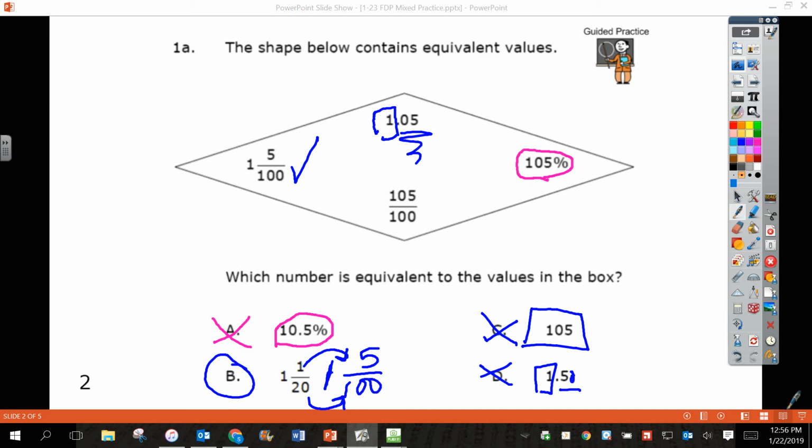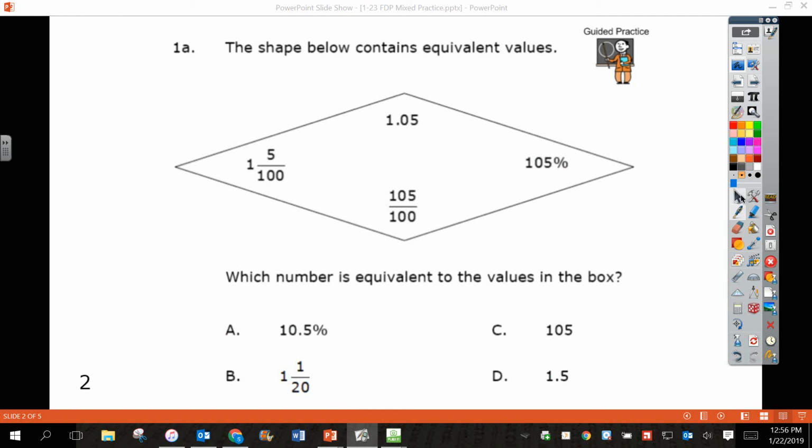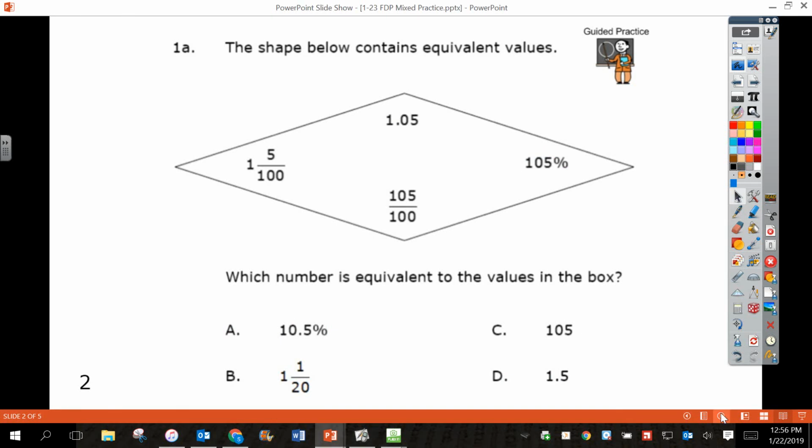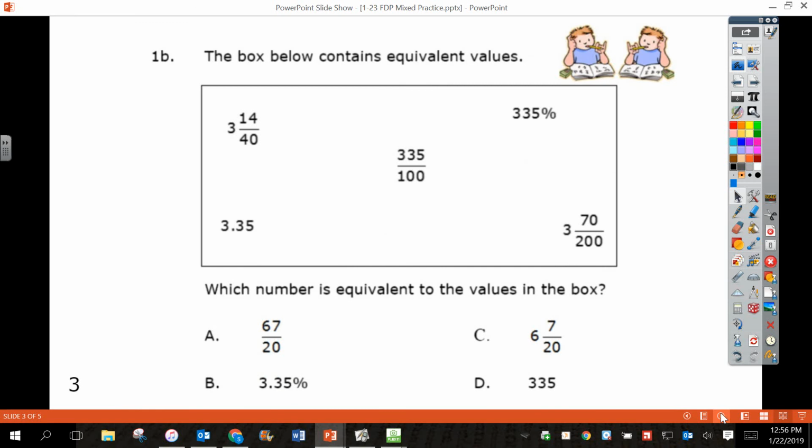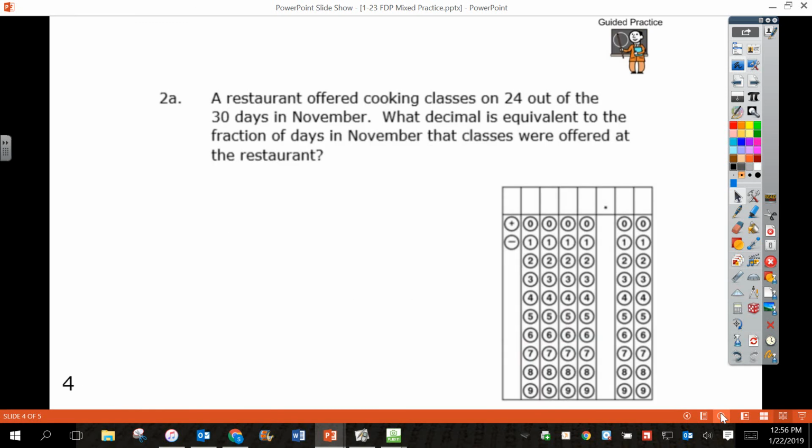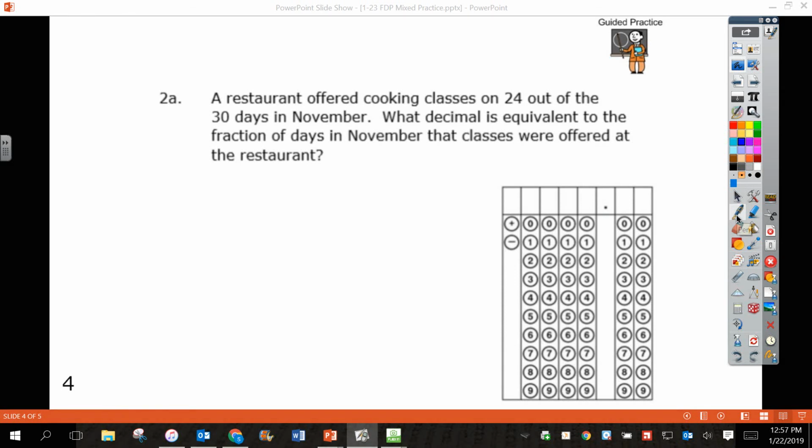All right, that's your guided practice. You are going to try to do number 2B. But first let's look at number 2A. We'll do this one together and then you'll do 2B on your own. Okay, a restaurant offered cooking classes on 24 out of the 30 days. So 24 days out of a total of 30.